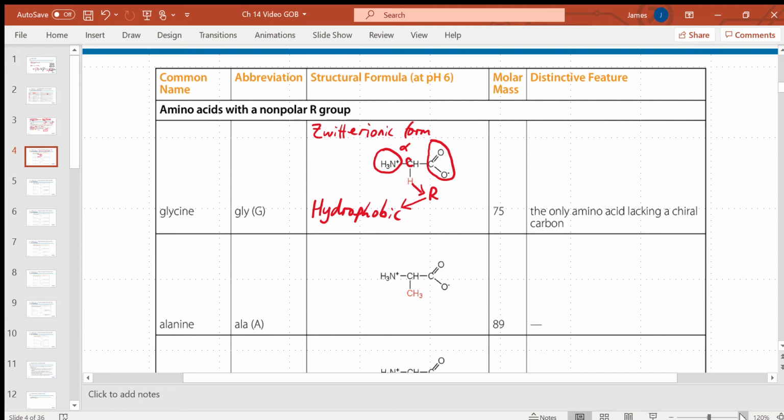So it's hydrophobic. I would like my students to know, looking at that structure, it's hydrophobic. Also, because it's got two hydrogens on the alpha carbon, it's achiral. This is the only alpha amino acid that is achiral, and that means it has 0 chirality centers.